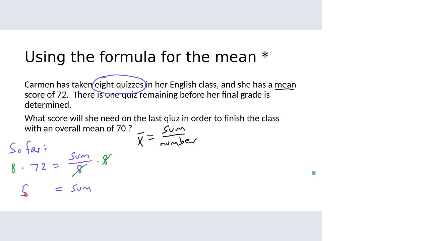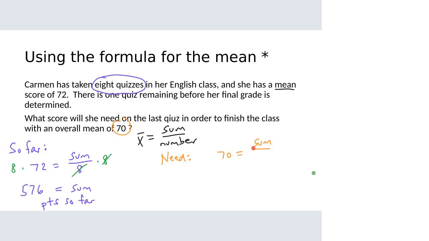Thanks, Liza. It's 576. This is how many points she's earned so far, which is a great thing for us to know. We know she's earned 576 points so far. What she's trying to do is finish with a mean of 70. So she wants a mean of 70. We don't know how many points that's going to take just yet.